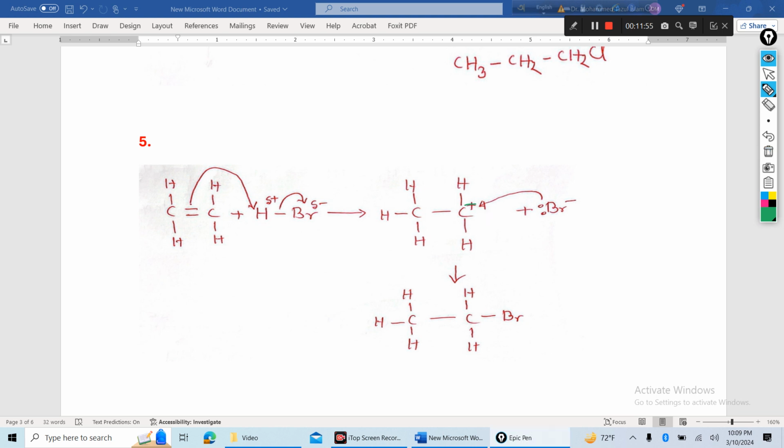Then bromine gives its lone pair of electrons to the positive carbon to produce a C-Br bond, and the product will be bromoethane, with 2 carbons, or ethyl bromide.